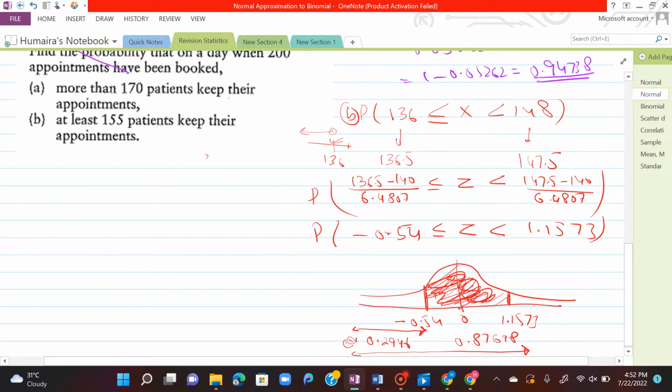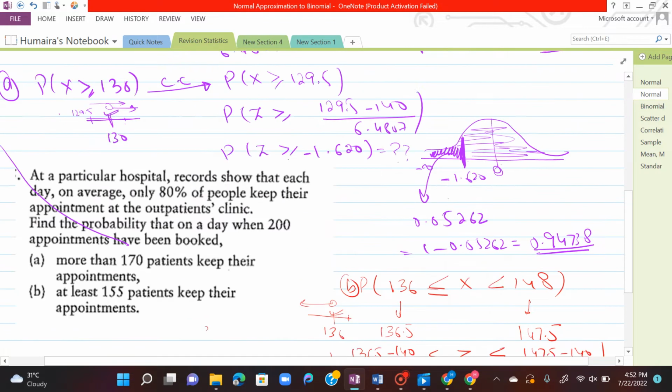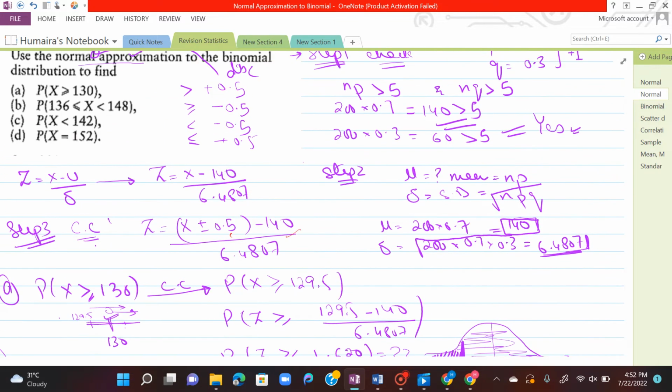Okay, I think something is wrong with this. This is area A, and this is area B. So my required area will be B minus A, right? When I subtract it, I will get 0.58238. Alright, so this is the answer for the B part. Now the C part is less than 148.